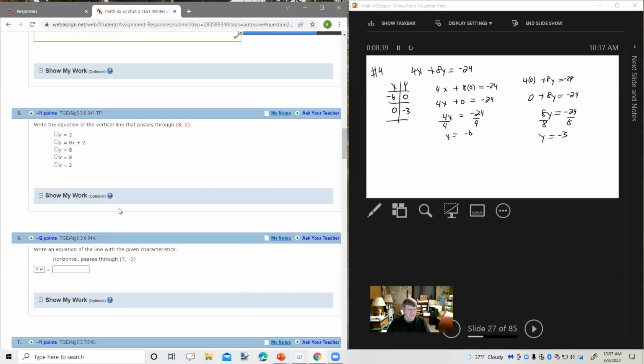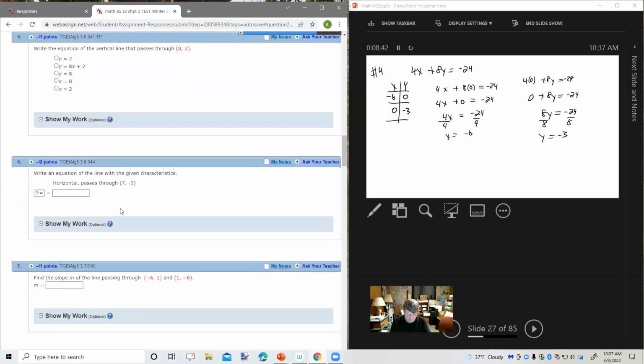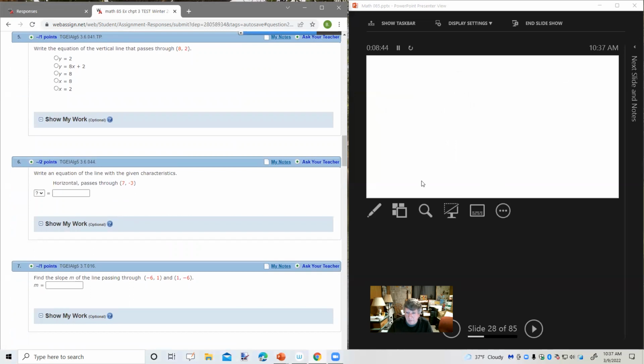Number 5 coming up. Write the equation of a vertical line that passes through the point (8, 2). One of those items you're supposed to know from chapter 3 is that the equation of a vertical line is in the form of x equals a number. Well, the number here is 8, so the equation should be x equals 8.